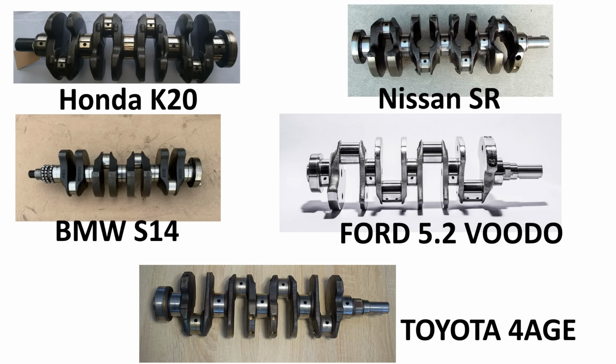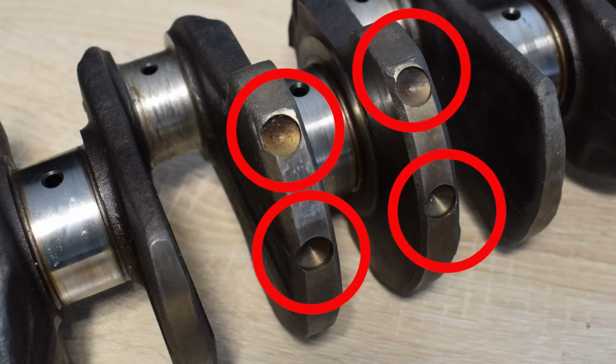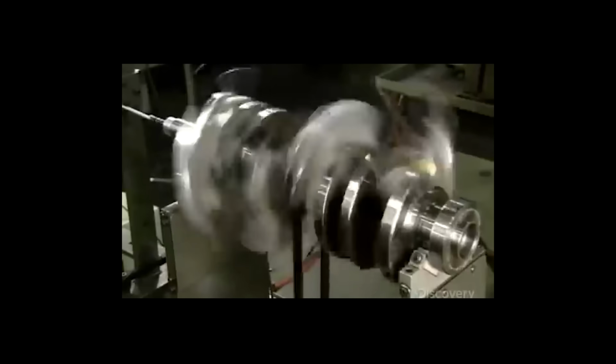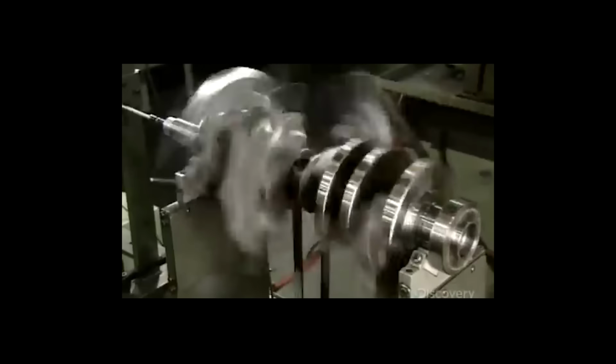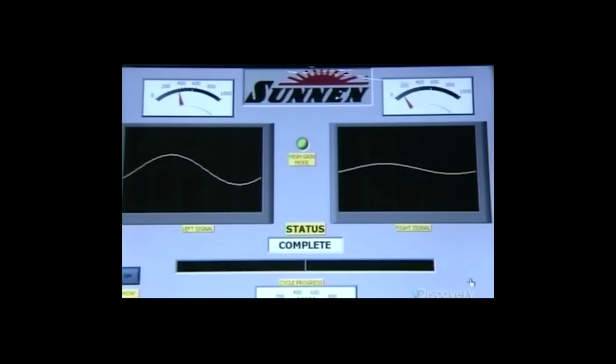Something else you're often going to see on crankshaft counterweights are holes like these. These are created during the manufacturing process at the factory when a crankshaft is spun at high RPM on a special machine which dynamically balances the crankshaft. It identifies points on the counterweights where weight needs to be removed in order to ensure a perfectly balanced crankshaft.